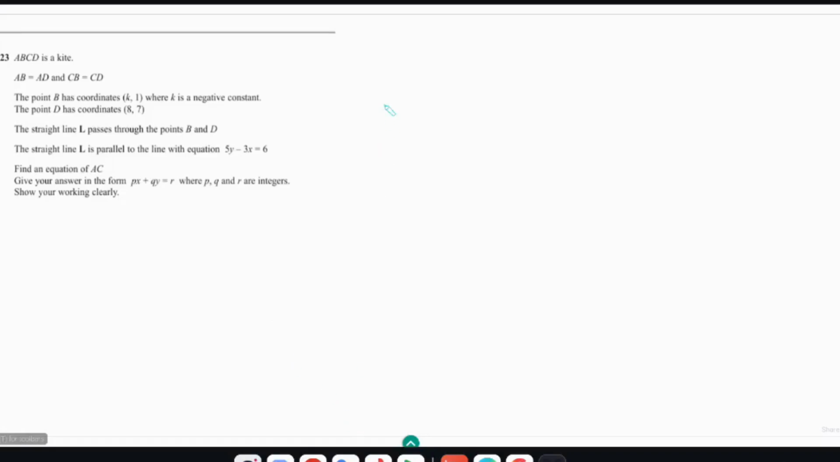ABCD is a kite. Let's just draw it out as we are reading. So AB equals AD. So we would have A, B, C, D. Got to follow the order here.